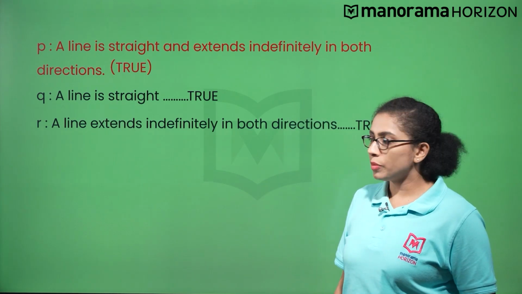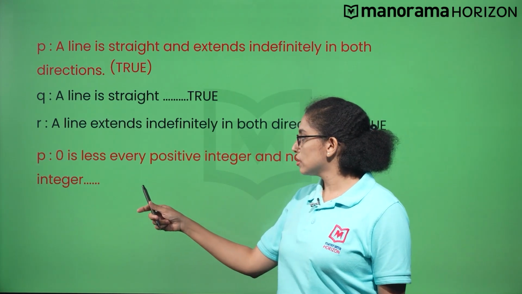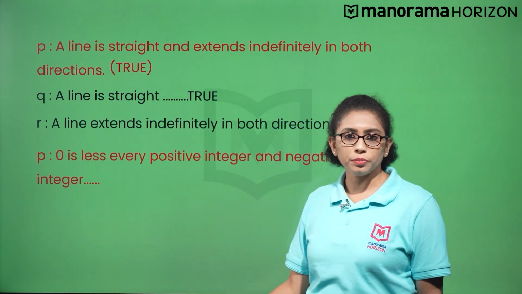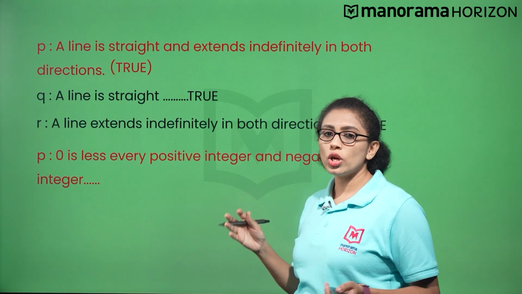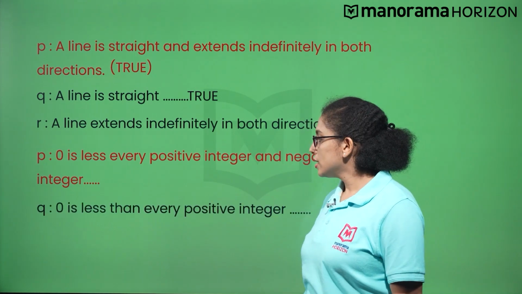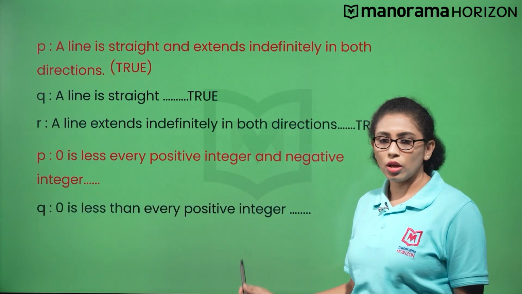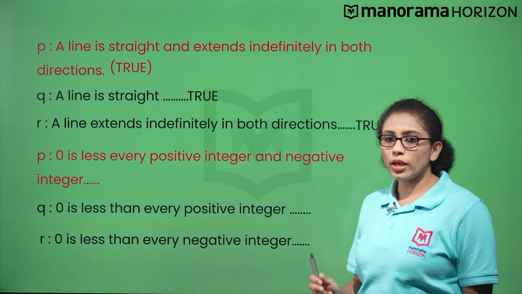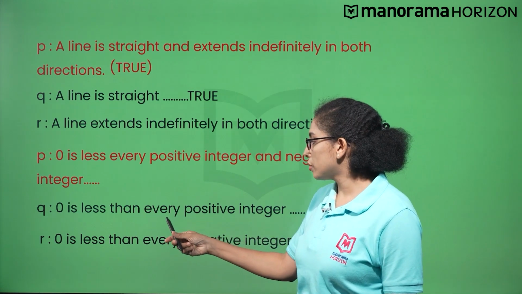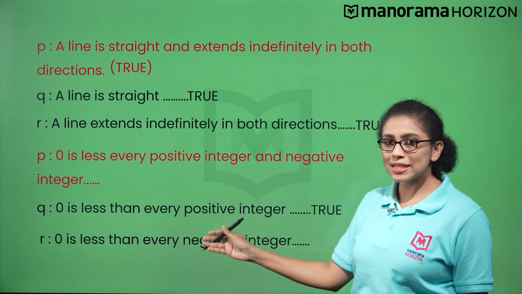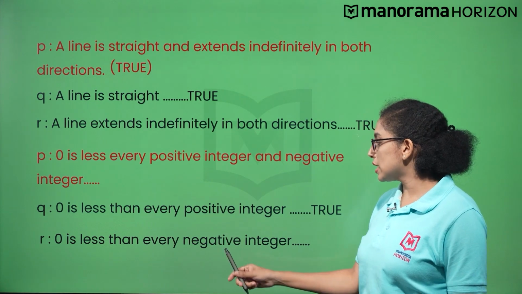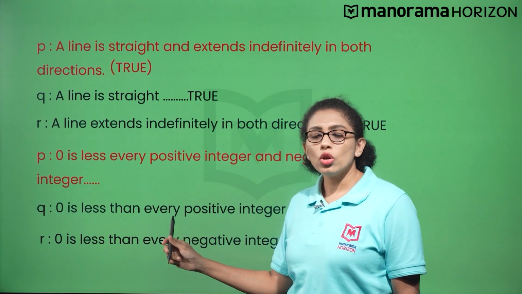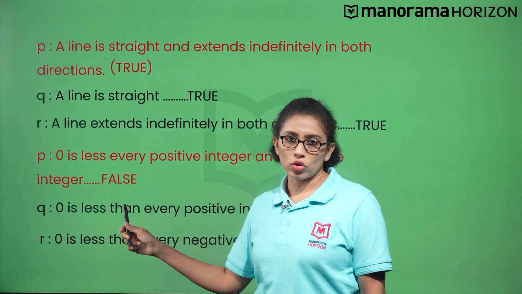Next, the second statement is: 0 is less than every positive integer and negative integer. The statement has two component statements. That is, 0 is less than every positive integer, and 0 is less than every negative integer. So, here the first component statement is true: 0 is less than every positive integer. 0 is less than every negative integer. Is it true or false? It is false. So, the compound statement is false.